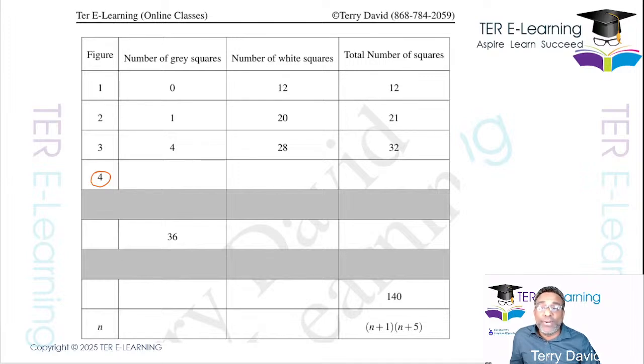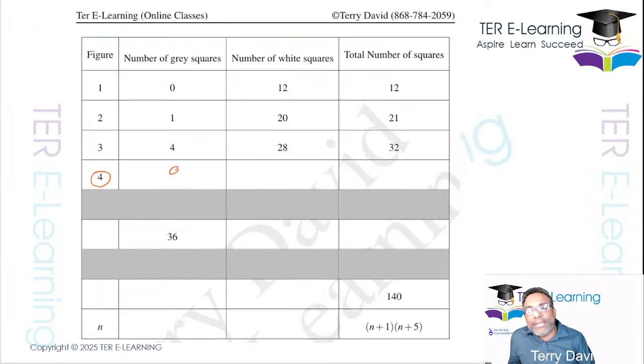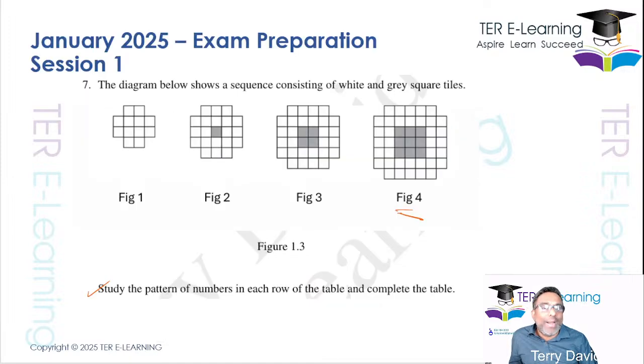Because it's drawn for us, we can work out the number of gray squares. If I count the number of gray squares in figure 4 here, the number is going to be 9. If you all look at it, you see 9. The number of white squares, could you all tell me how many white squares we have here? Let me know what you all get.